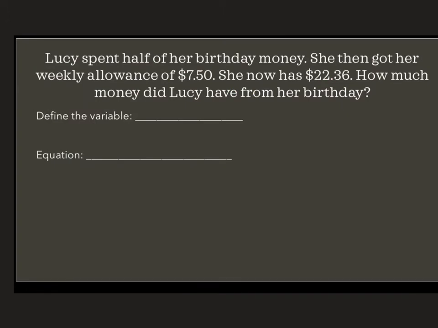All right, next one. Lucy spent half of her birthday money. She then got her weekly allowance of $7.50. She now has a total of $22.36. So a couple things I'm going to highlight. My total, she got her allowance and she spent half of her birthday money. So my variable, my unknown is, I'm going to put M, and that's the birthday money. So first things first, I like to put my total before anything. So what she has now is $22.36.